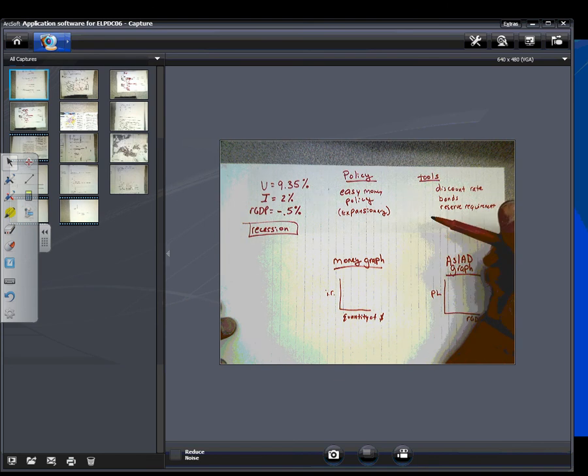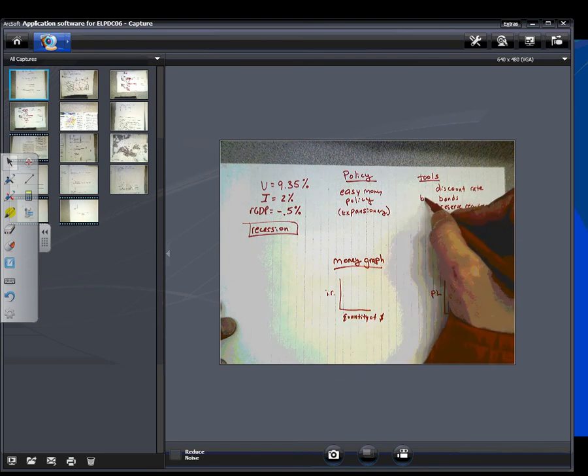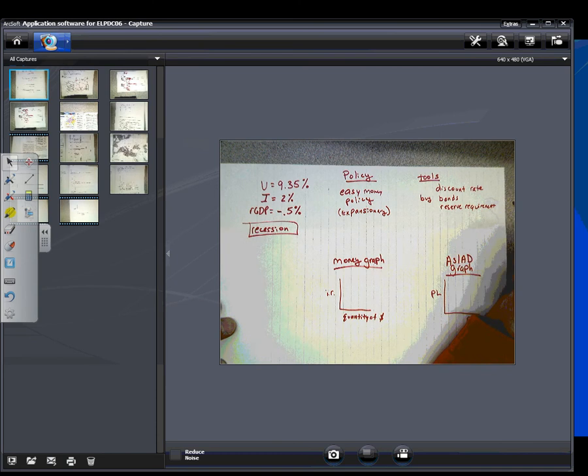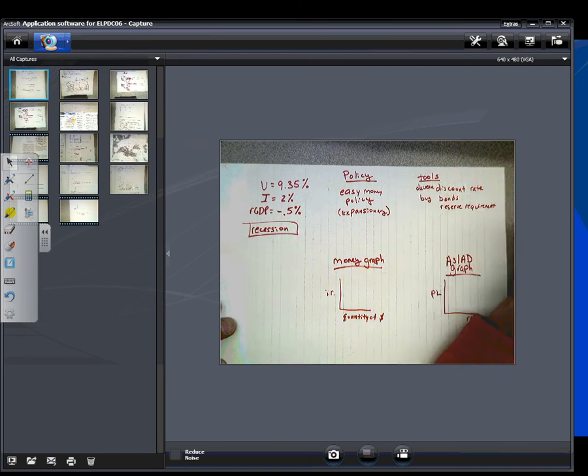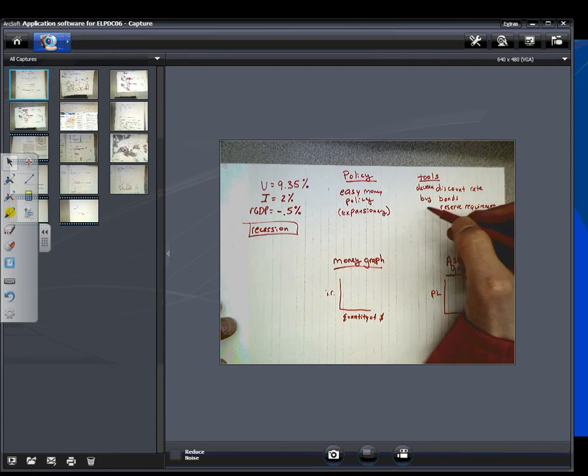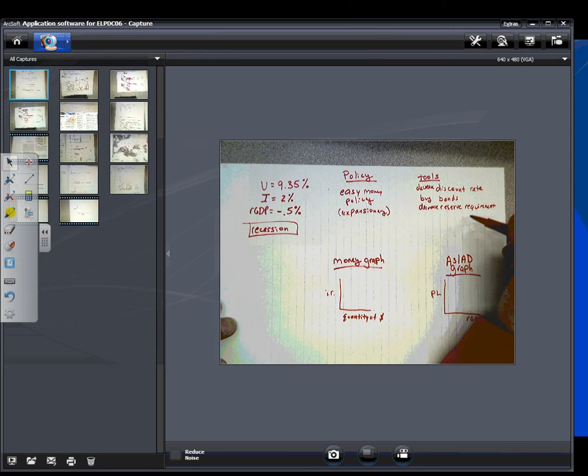Now, for easy money policy, they're going to want to buy bonds back to increase the money supply. They're going to want to decrease the discount rate so that banks take out more loans, and decrease the reserve requirement so that banks can give out more loans.